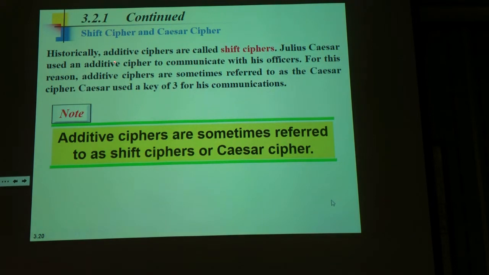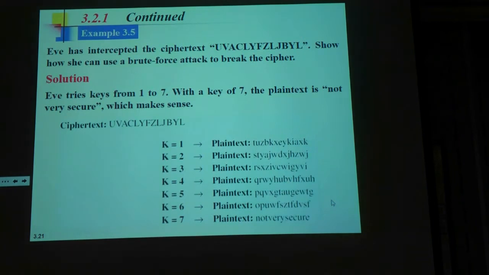So let's take a look at shift ciphers and Caesar ciphers. Historically, additive ciphers are called shift ciphers. Caesar used an additive cipher to communicate with his officers. For this reason, additive ciphers are sometimes referred to as Caesar ciphers. The same thing.